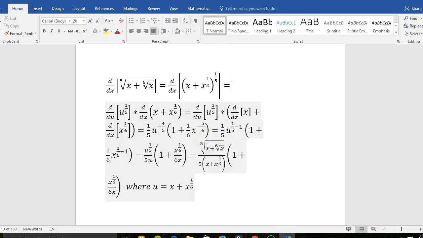Okay, so by the chain rule, what you do is you turn this x plus x to the 1/6 into u. So do d by du of u to the 1/5 times d by dx of the u term, where u is this. So this is my u term. That's just a good old chain rule. So what I've got is, guys, remember the derivative of the sum is the sum of the derivatives. So really I could just go ahead and execute.